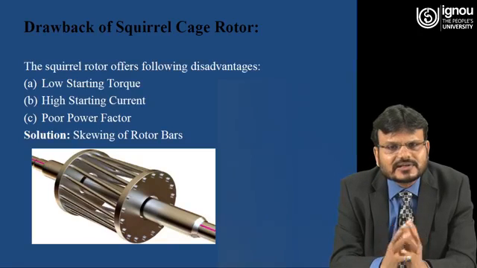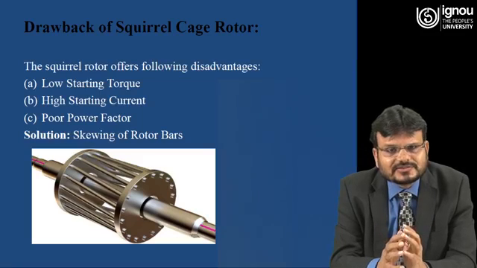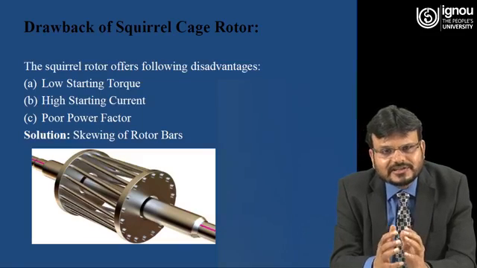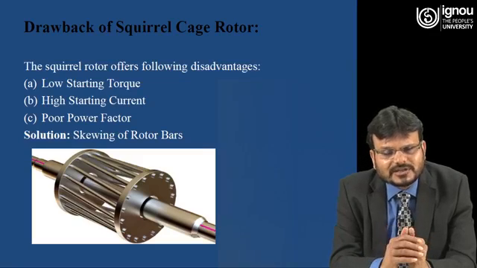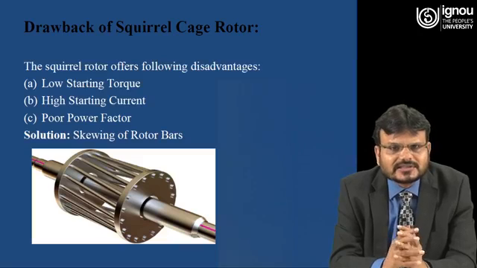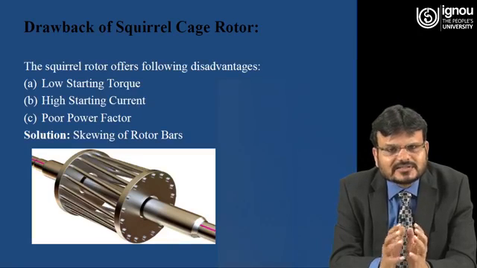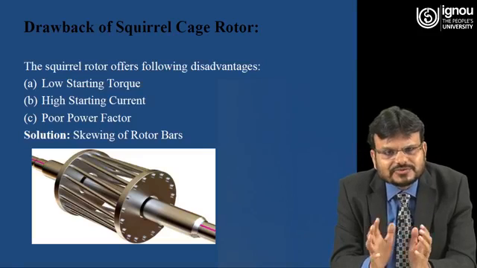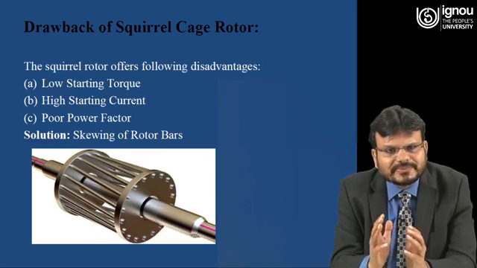The next disadvantage of the squirrel cage rotor is high starting current. That means the starting current is very high. If the starting current is very high, what will happen? This current may damage the winding of the stator as well as the rotor winding. The third disadvantage is poor power factor. If the power factor is less, what will happen? Because as you know, power is equal to VI cos phi, that means voltage multiplied by current multiplied by the power factor.